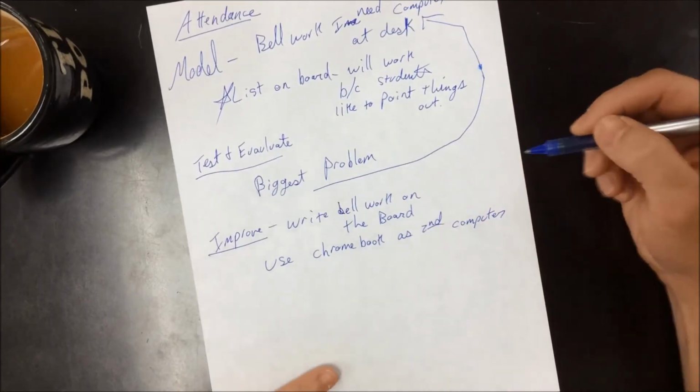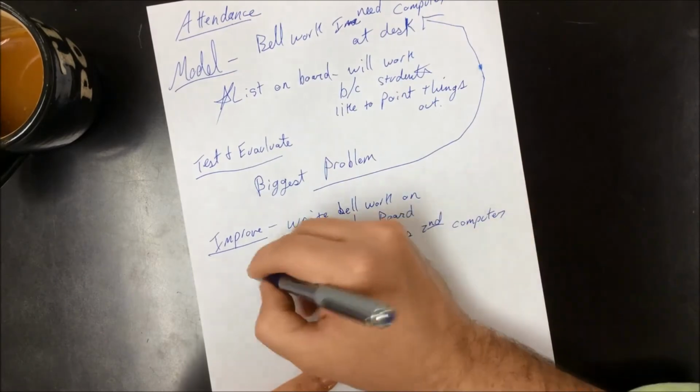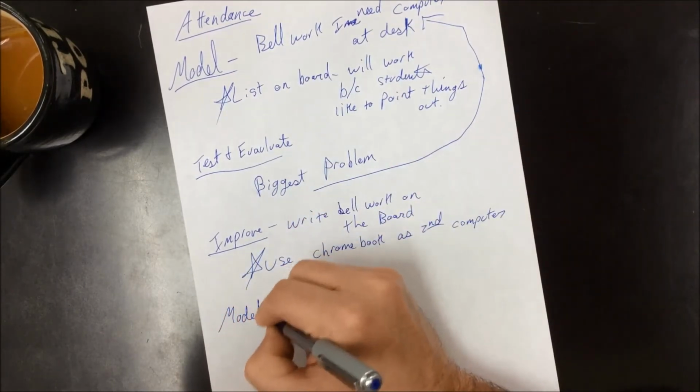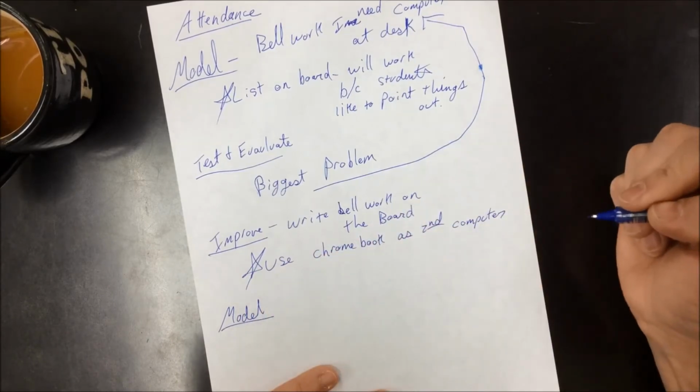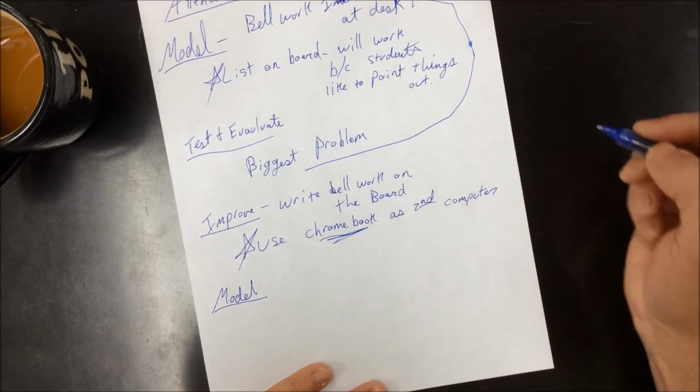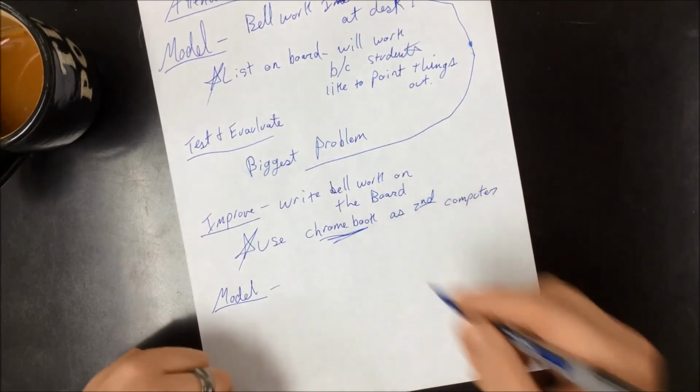Okay, so I'm going to go back. I'm going to try this out. I think this will work well. So I'm going to model this. And I'm going to see if I can use a Chromebook as a second computer. Okay, so I'm going to go do that. I'll be back.